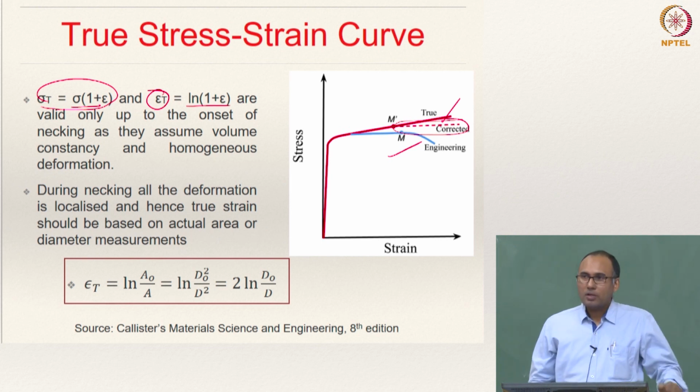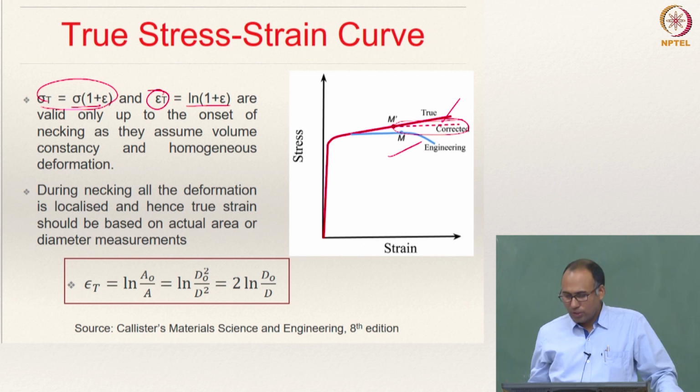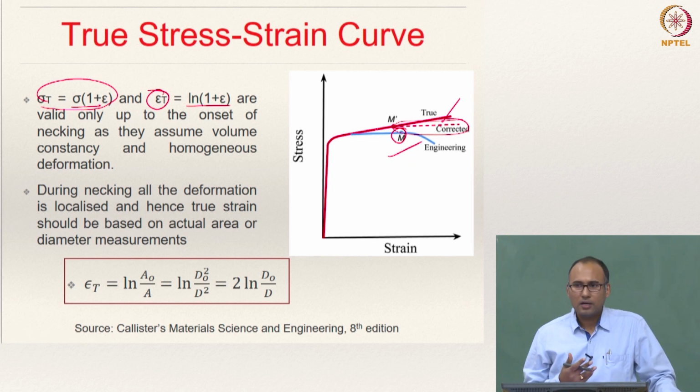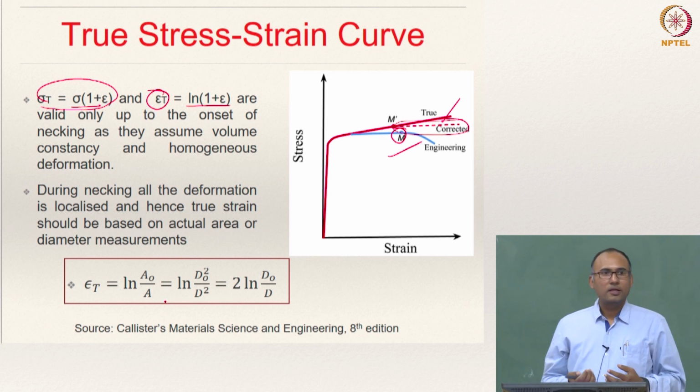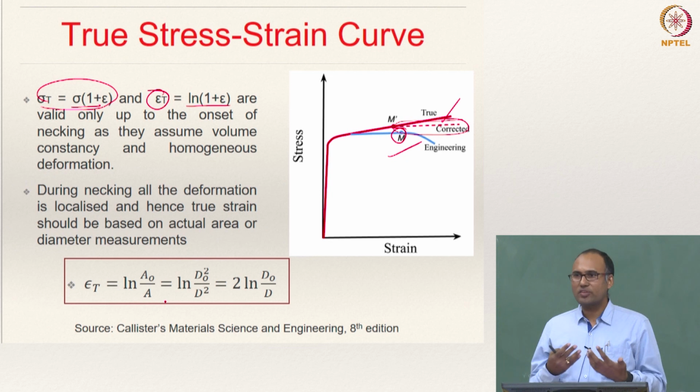Okay, so when we have looked at our stress strain curve, we have looked at this peak, right? That is what we call the ultimate strength point. So the stress corresponding to that peak in the engineering stress strain curve is what is called the ultimate strength of the material.